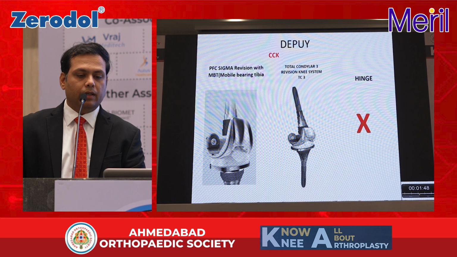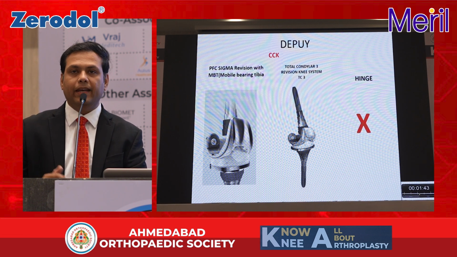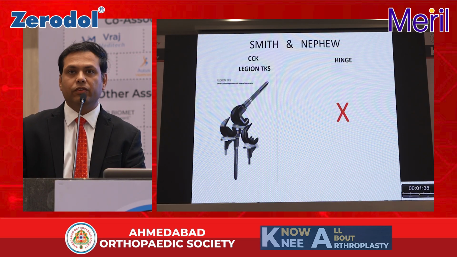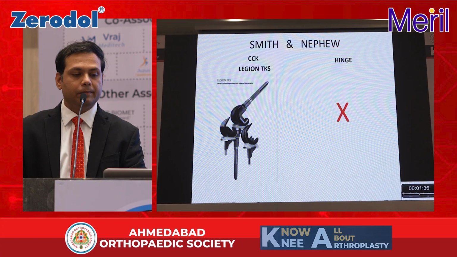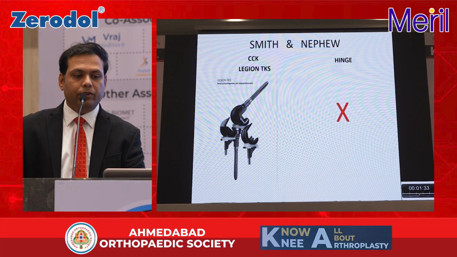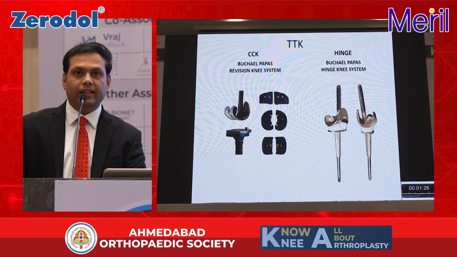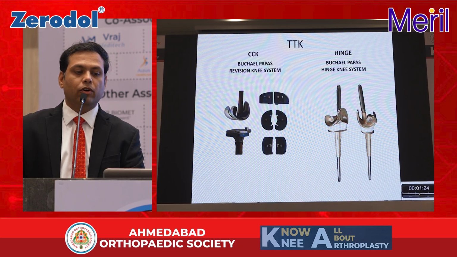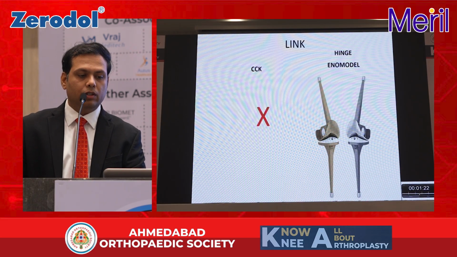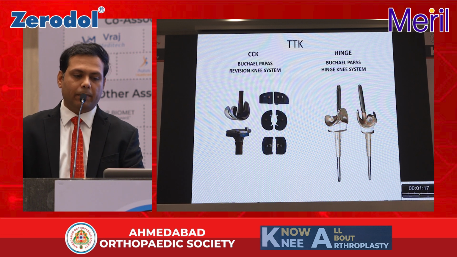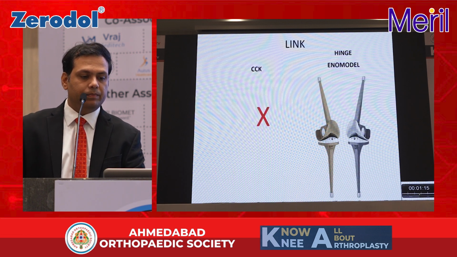Then DePuy, in CCK, has the PFC Sigma Revision MBT, that is a mobile bearing tibia tray, and the very well known TC3 Total Condylar Knee, which we all use. In the hinge, they don't have anything. Smith & Nephew only has a CCK option, called Legion TKA. In the hinge variety, again, they don't have anything. TTK has options for both CCK, the revision knee system, and in the hinge knee, the hinge knee revision system.